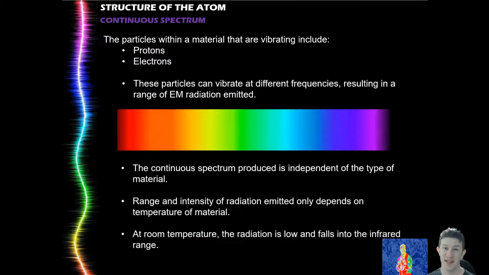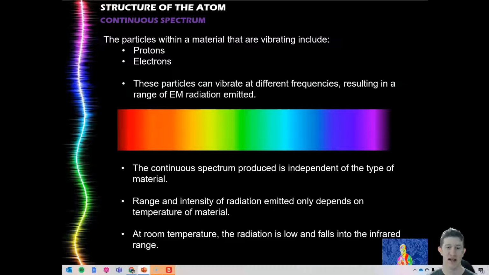The particles within a material that are vibrating are protons and electrons, and these can vibrate at very different frequencies, which results in a different range of the electromagnetic spectrum emitted. As we've seen earlier, frequency or color is just the rate of vibration. So if the particles are vibrating at different amounts, different colors or different frequencies of the EM radiation spectrum are going to be produced.